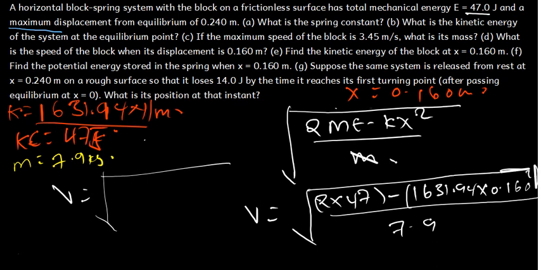Now that one I need to divide by 7.9. I divide it by 7.9 and I'm getting 6.6104. Then I get the square root of this answer. So I'm getting 2.5.